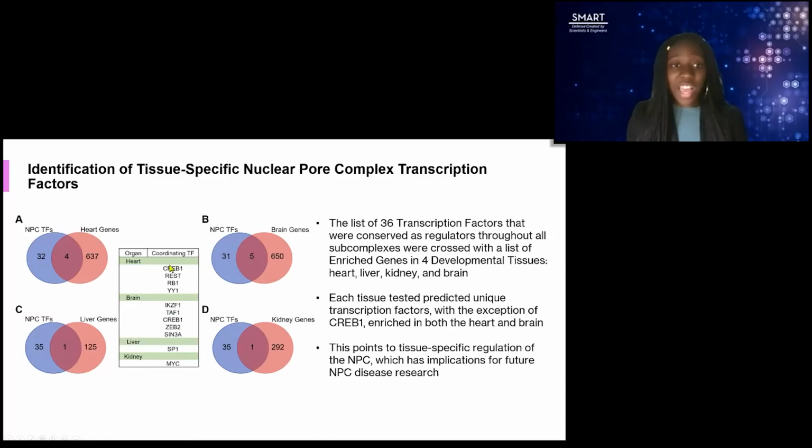For the heart, I found 4 different regulators. For the brain, I found 5, and 1 each for the liver and the kidney. And overall, there are 11 of these factors, 10 of which are unique. I'd also like to point out that the regulators for the nucleopore complex in each tissue are different. This means that the nucleopore complex has different regulators depending on what tissue it's in.